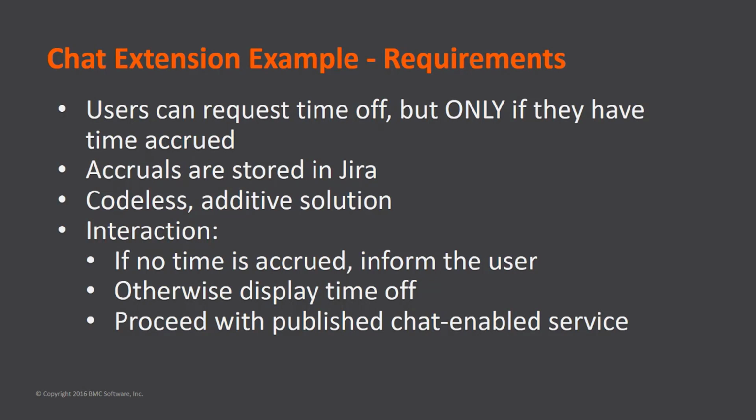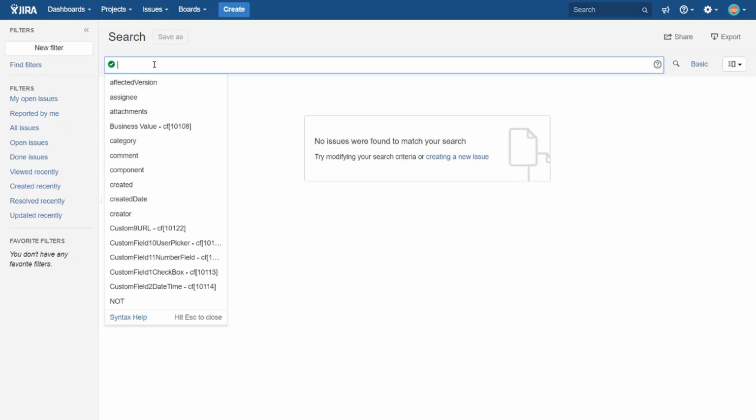Let's take an example using BMC Chatbot. Let's say that you have a dialog where users can ask for time off, but you want it to take a different path if the user doesn't have any time off accrued. However, let's say the accruals are stored in JIRA, which is a public web service. You want to do this codelessly and have different paths depending on what happens.